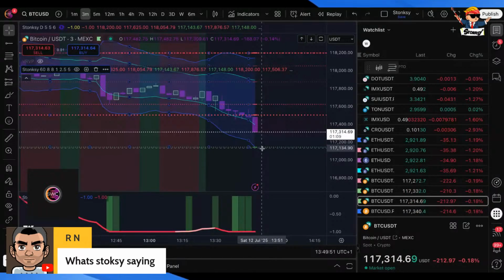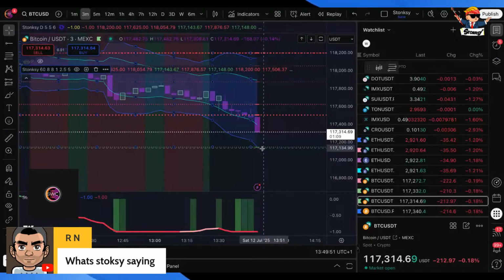Oh, what was Dafuk's levels? 117 to 435. Your bounce area at the moment.